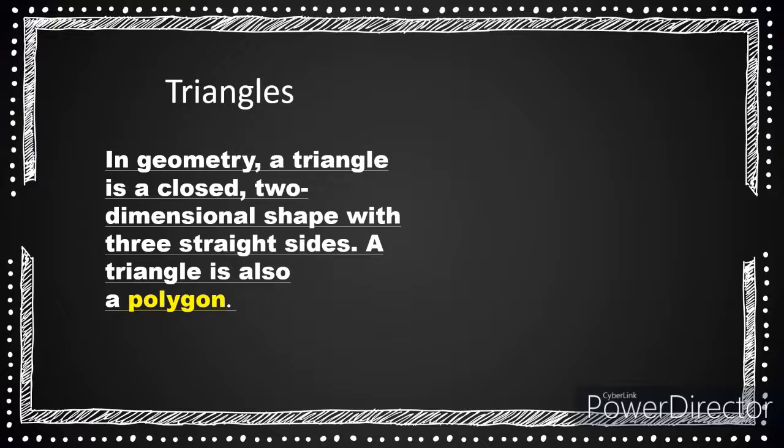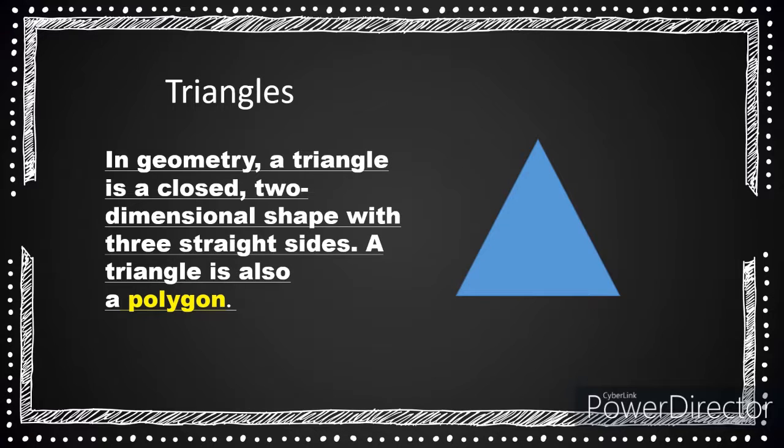In geometry, a triangle is a closed 2-dimensional shape with 3 straight sides, and a triangle is also a polygon. Look at here. 1, 2, 3. 3 angles. And 1, 2, 3. 3 sides. And we can know it is a triangle.